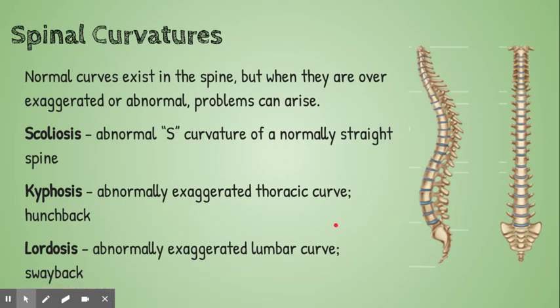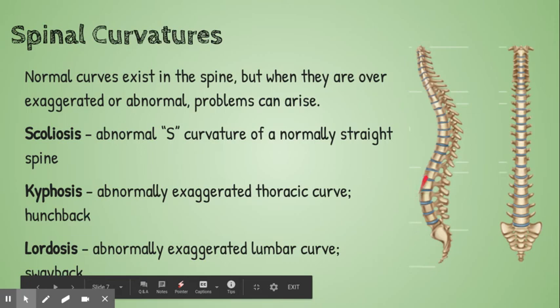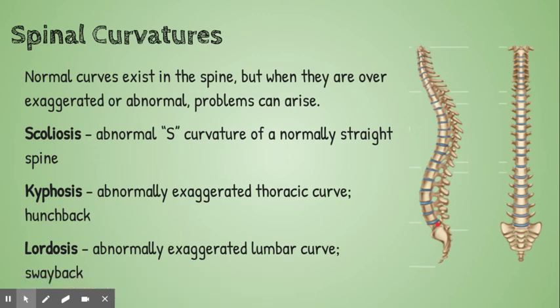Kyphosis, we are talking about this curve right here, your thoracic spine. This is your upper back. Your neck is here, and this is your upper back here. Exaggerated means that it's further out than normal. This is also called hunchback, a much more exaggerated curve in the thoracic area. Lordosis means that down here in the lower part is more exaggerated, so even further in than this already goes. Sometimes you'll hear this referred to as swayback. So: scoliosis, kyphosis, and lordosis.